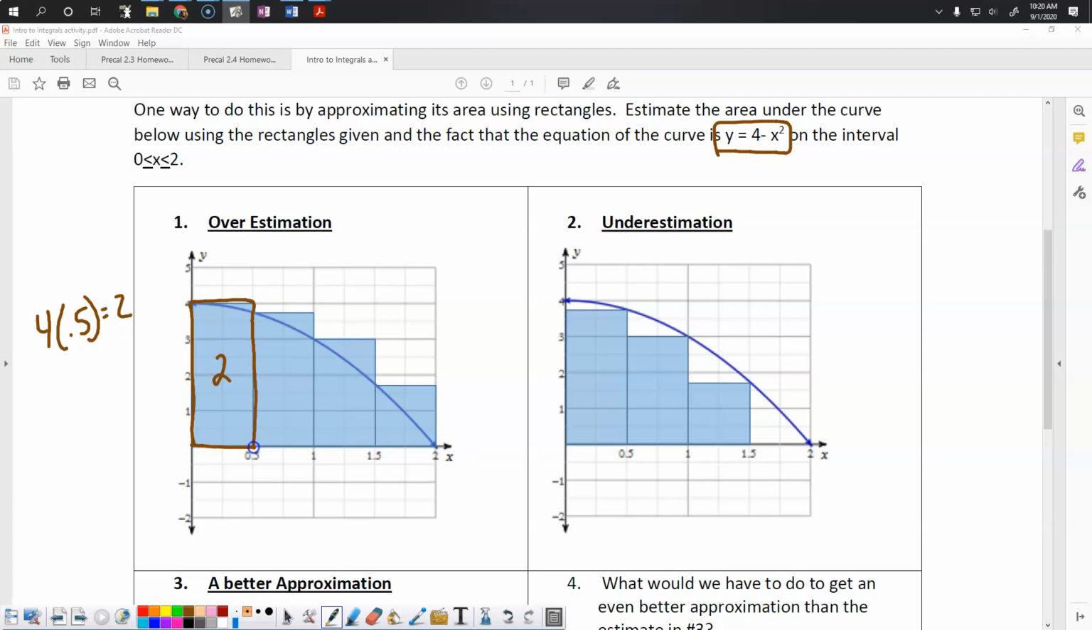Now, for the next rectangle, though, we run into a little bit of a problem. I still can see what the base is. The base is also 0.5.